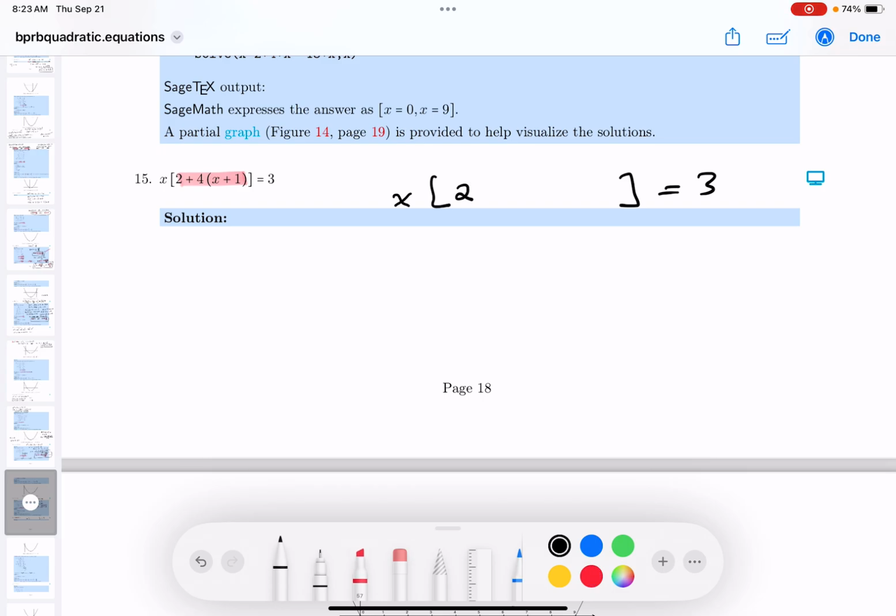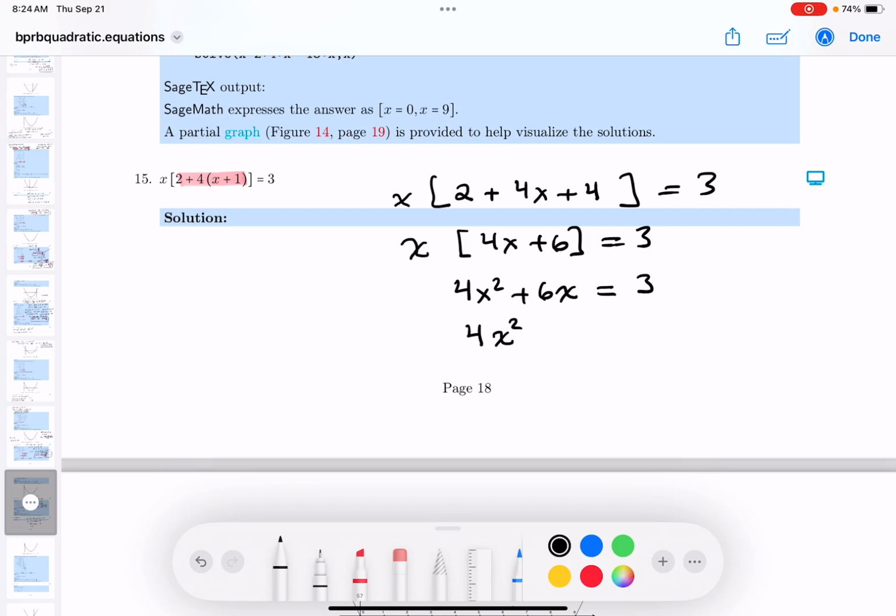You get 2 plus 4 times x, which is 4x, plus 4. What's next I'm going to do? I'm still going to simplify. What do you get over there? 4x plus 6 equals 3. Still simplify. You get 4x squared plus 6x equals 3. What I'm going to do now is try to get it into that form of it equaling 0.